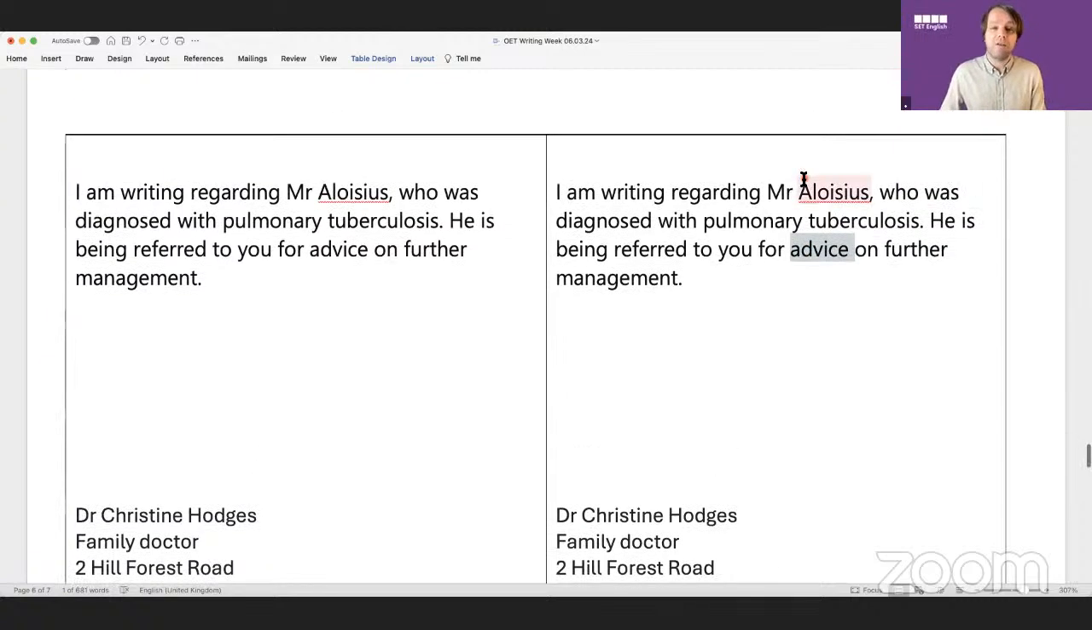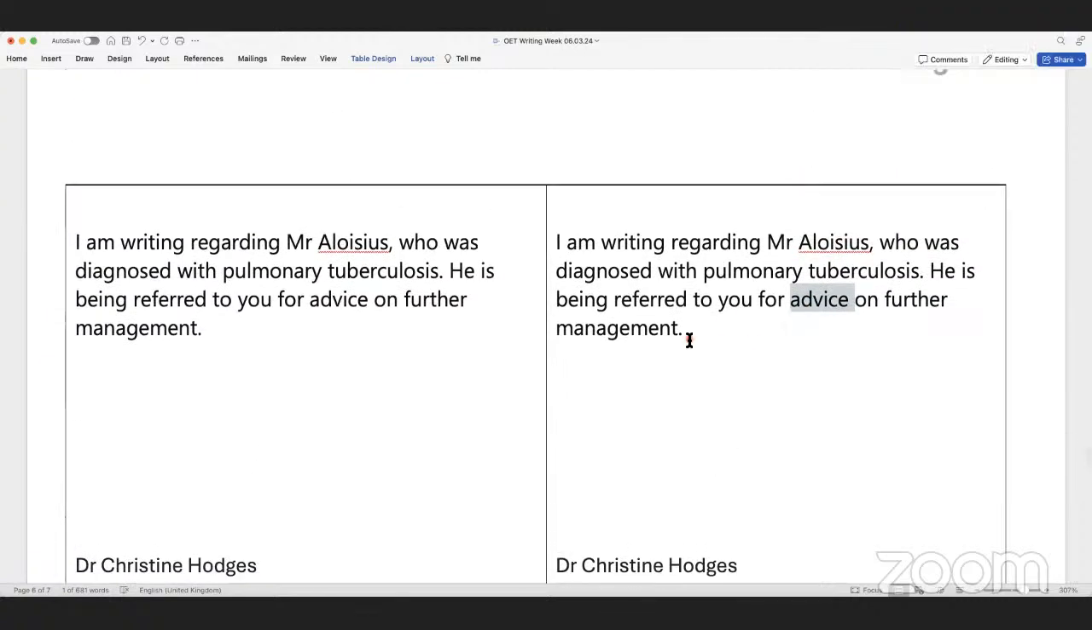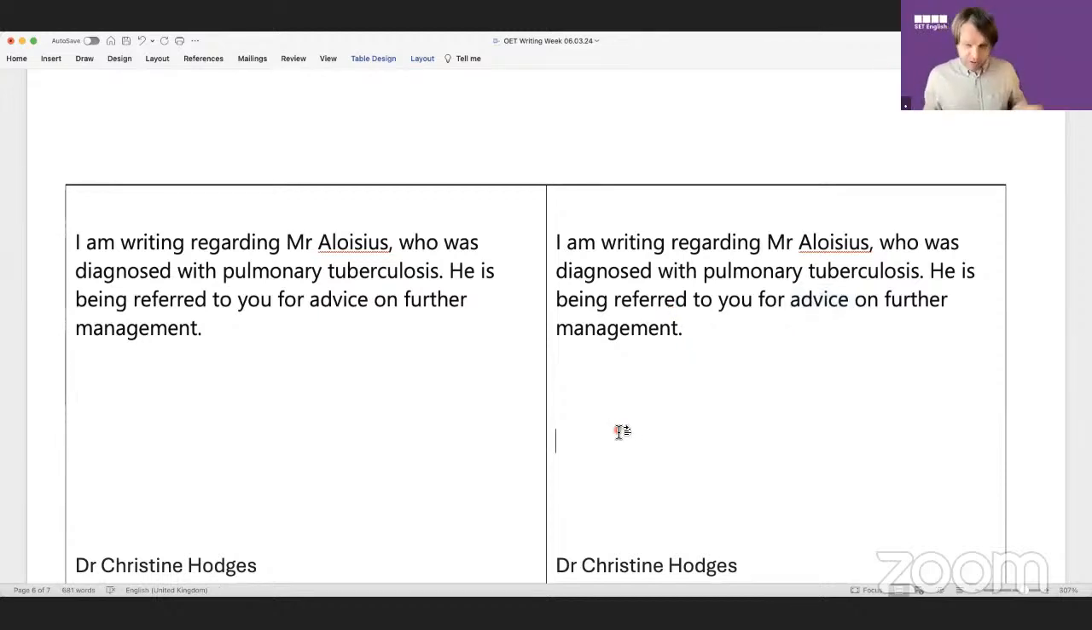Does anyone see any errors here? Maybe I missed something. Yes, I think refer is not good. He's being discharged today. I think discharged. Yeah. Now, very good point.